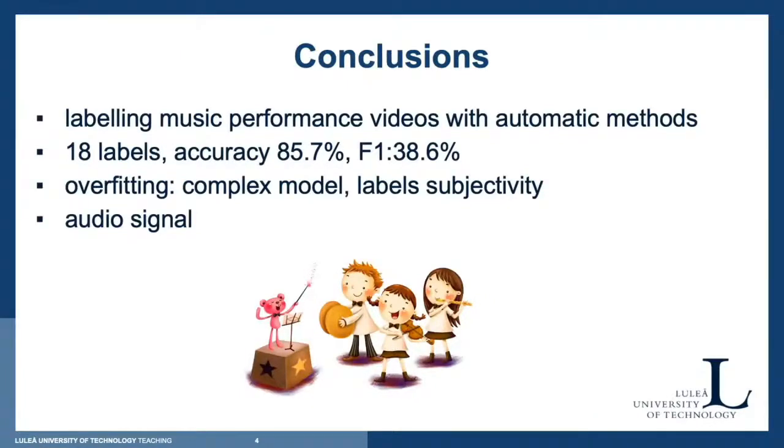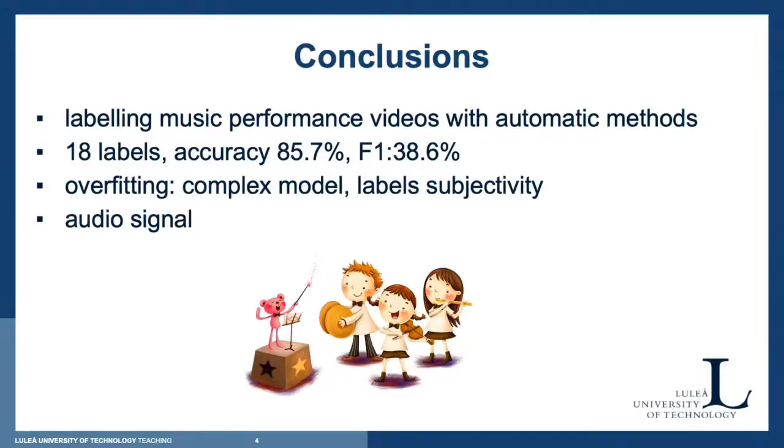In conclusion, this paper proposes a method to facilitate labeling of music performance videos with automatic methods, like 3D convolutional neural networks in this case, instead of tedious labeling by human experts. The model was evaluated on a set of 18 music performance gestures and reports an average accuracy of 85.7% and F1 score of 38.6% on the test set.